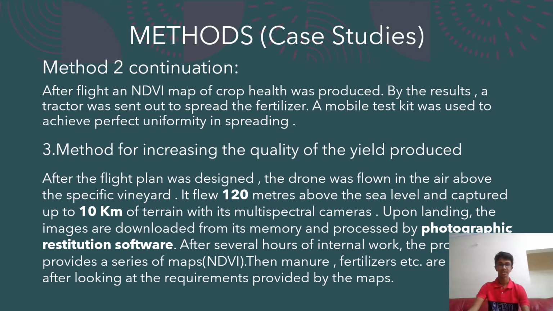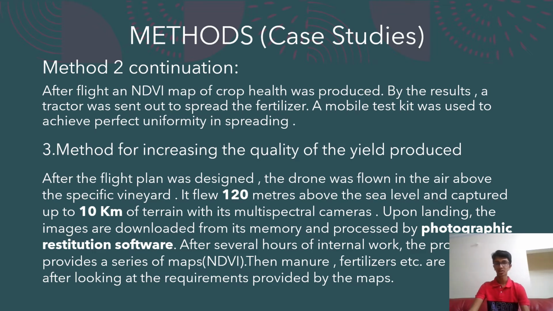Method 3, for increasing the quality of the yield produced. After the flight plan was designed, the drone was flown in the air above the specific vineyard. It flew 120 meters above the sea level and captured up to 10 km of terrain with its multispectral cameras. Upon landing, the images are downloaded from its memory and processed by photographic restitution software.